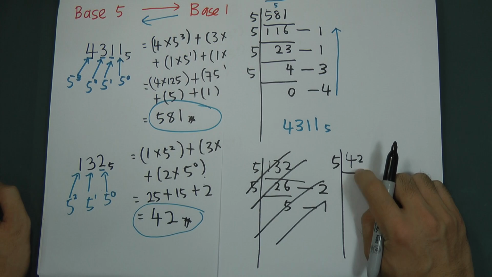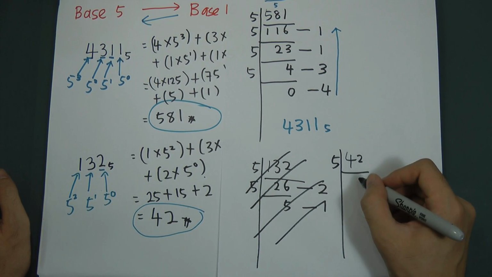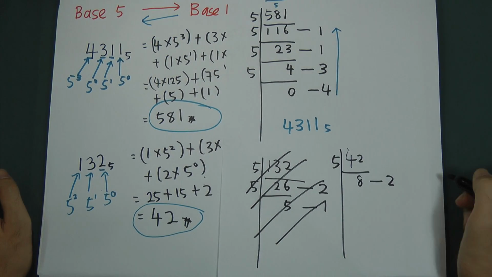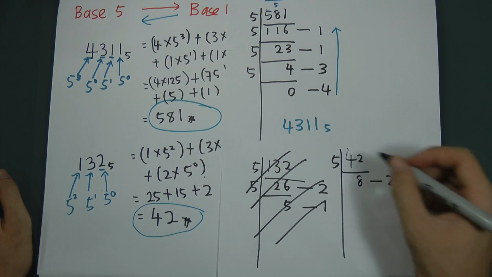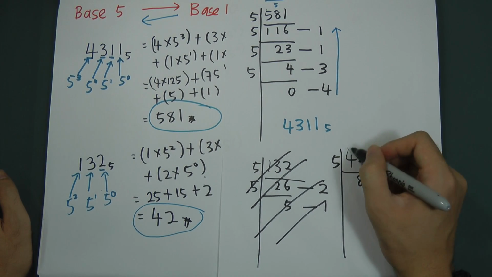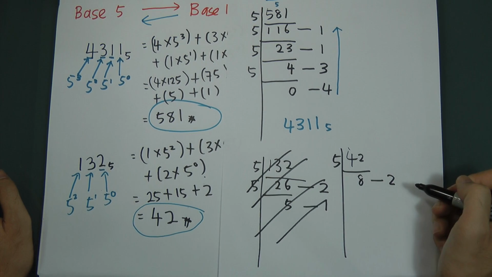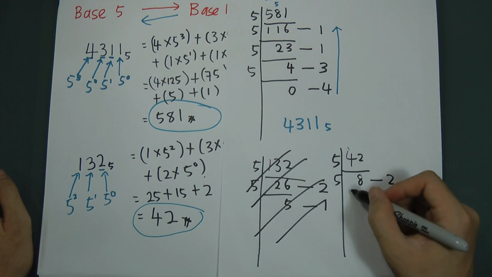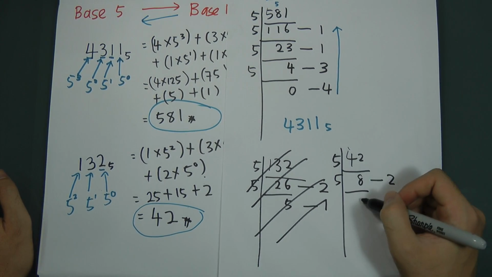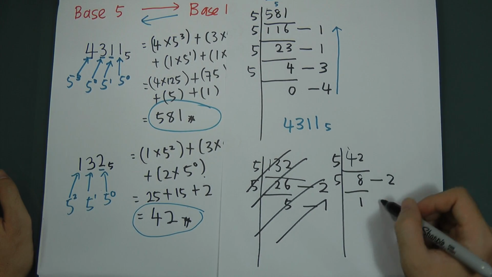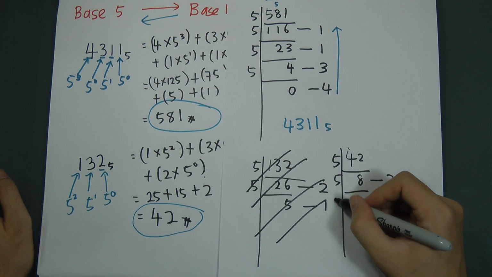42, you want to change to base 5, divide by 5, you got 8, 40. We still have 2 left. Correct or not? 8, 5, 40, 42 minus 40, we still have 2 left. So this is the remainder I write here. Then we divide by 5 again. 8 divided by 5, I write 1, 5. 8 minus 5, we still have 3 left. And then we divide by 5 again.